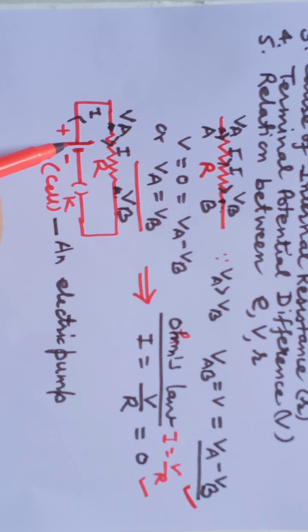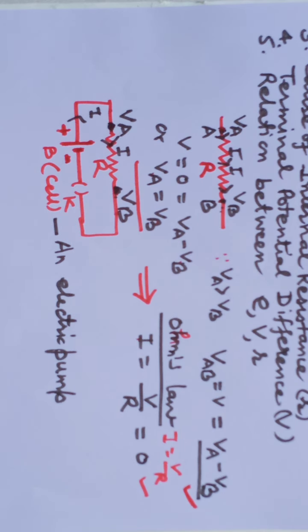The symbol of a cell is a longer line and a shorter line. Longer line shows anode, shorter line shows cathode. Now this is a circuit and this cell supplies electrons or charges so that the potential at A and B is maintained. Potential difference at A and B is maintained, means current is maintained in the circuit.